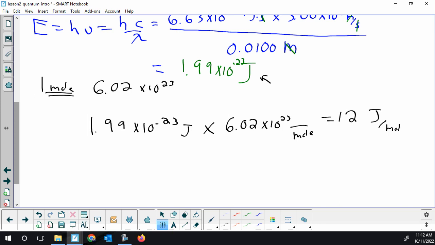So most of the time on a quiz or test, I'll ask you about the energy in 1 quanta. If I ask you about a mole, you just multiply by Avogadro's number. So watch your units and your conversion, and you should be fairly successful.